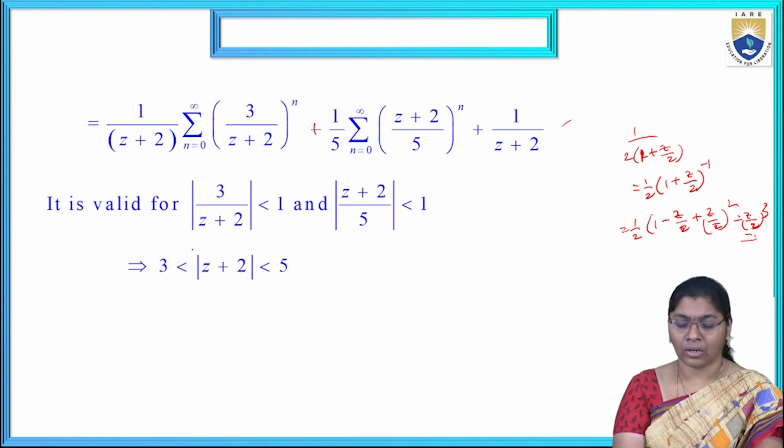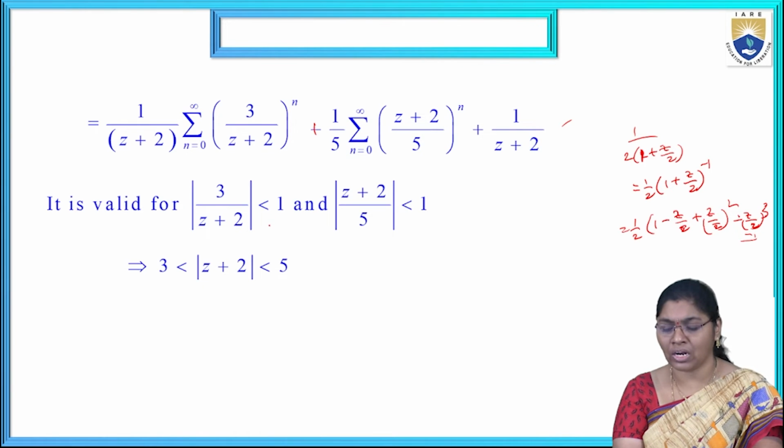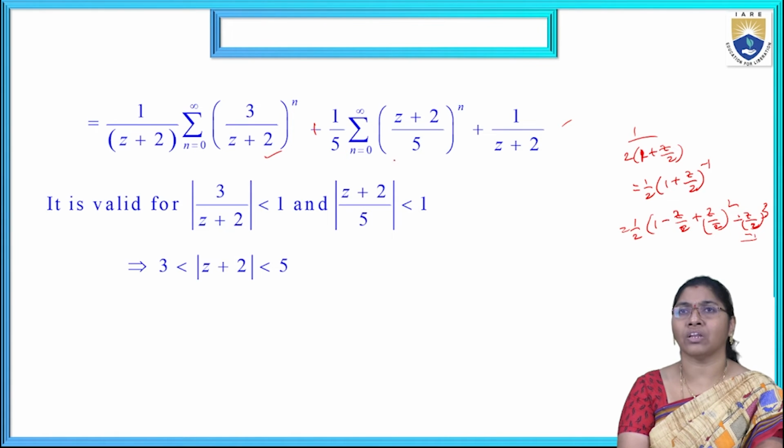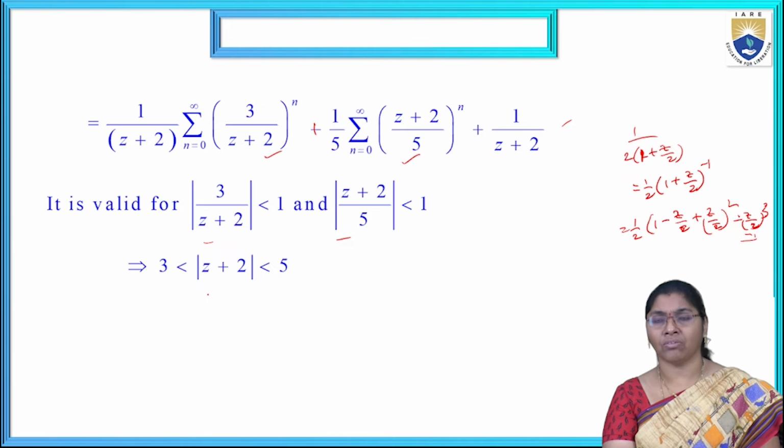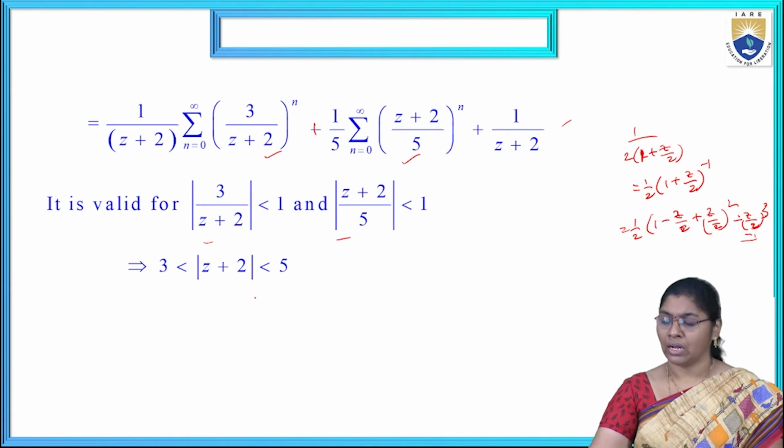Now it is valid for the 3 by z plus 2 less than 1 condition and the z plus 2 by 5 less than 1 condition. Both conditions are satisfied. If both conditions are satisfied, then z plus 2 lies in between 3 and 5. Now this is the condition.